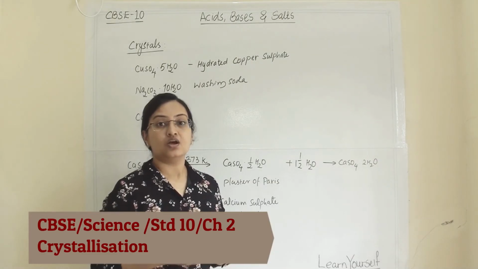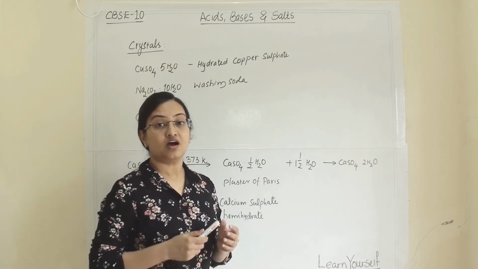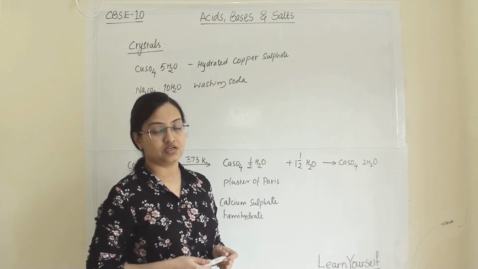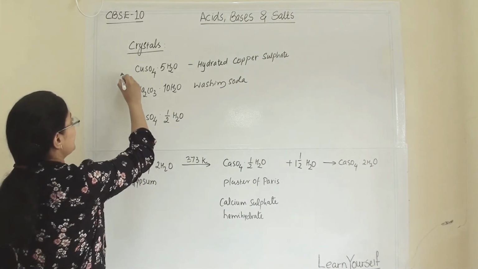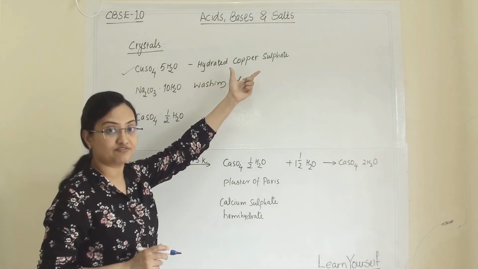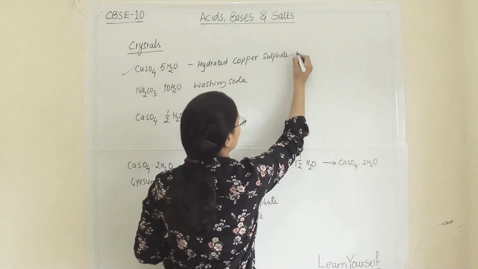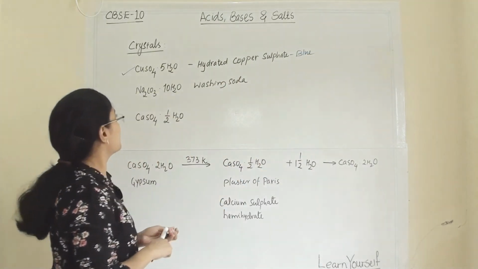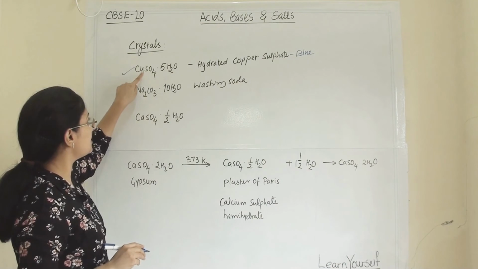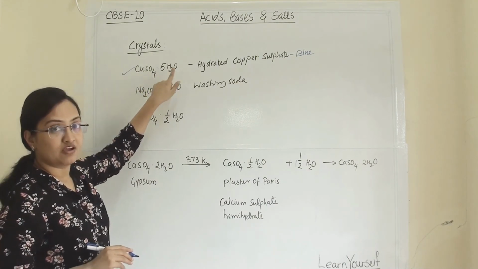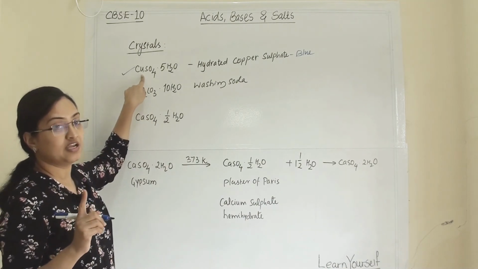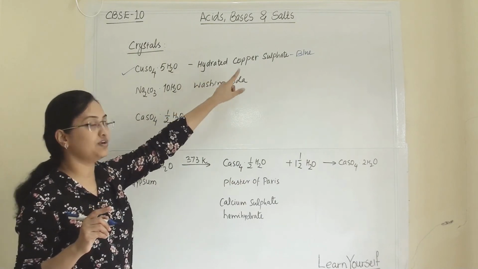Some of the crystals have water of crystallization. Are the crystals really water free, or is the water bound with the crystal? So the first example we are taking is copper sulfate. It is also known as hydrated copper sulfate and its color is blue. The molecular formula is CuSO4·5H2O. 5 water molecules are attached to 1 molecule of copper sulfate. That is the complete molecular formula of hydrated copper sulfate.